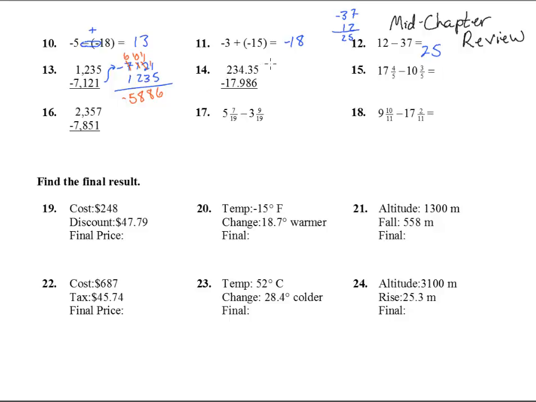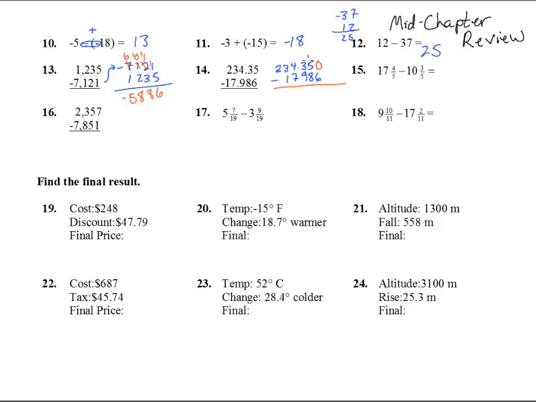Okay, here we go. 234.35 minus 17.986. We need to line up the decimals, but the stronger one is already on top. 234.35 minus 17.986. Ooh, this 6 right here, we're going to have to subtract it from nothing. So we ought to put a 0 there so we can do the subtraction.